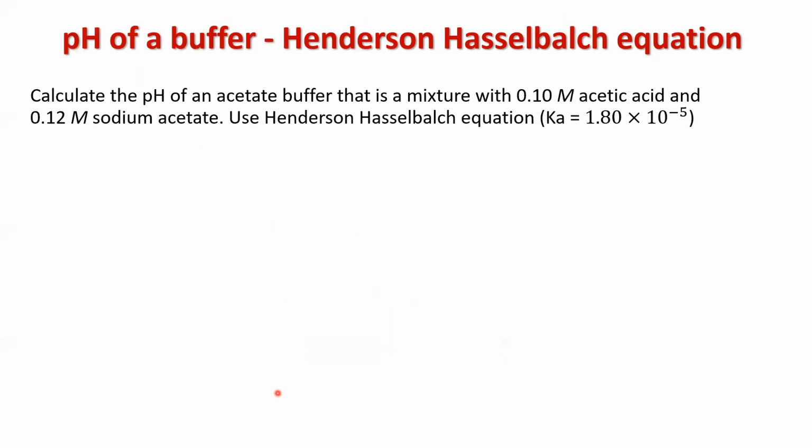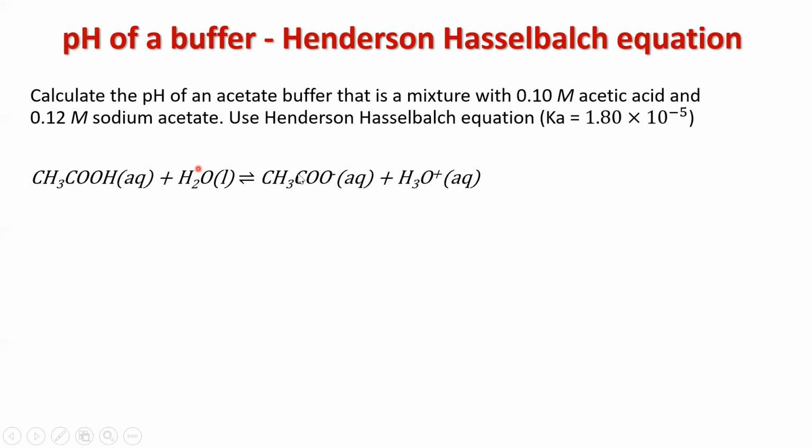So let's look at another problem. It says calculate the pH of an acetate ion if we've got 0.10 molar acetic acid and 0.20 sodium acetate. That's the same question that we had before. But this time we want to calculate the pH using the Henderson-Hasselbalch equation. So we have our reaction. It's the same as before. But now, rather than writing a nice chart and writing a K expression and solving for X and taking the negative log of that, we're going to use this equation here. So pH equals pKa plus the log of our base over our acid.